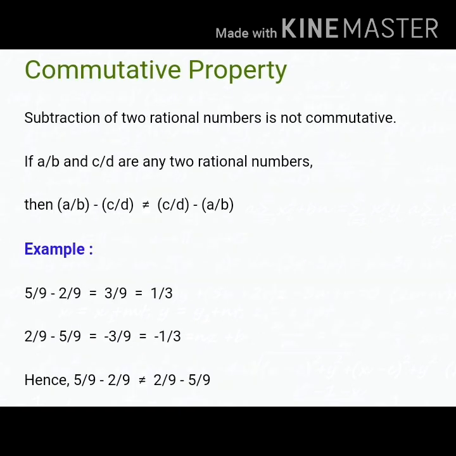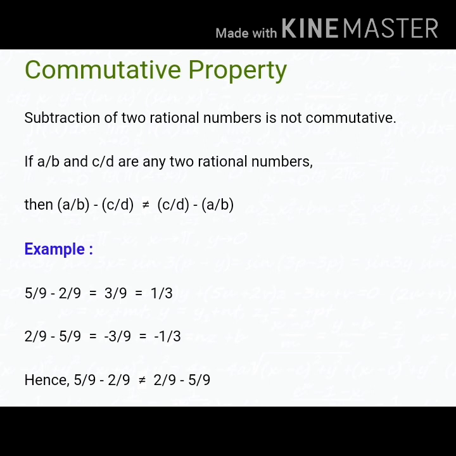The second property of subtraction is the commutative property. If a over b and c over d are any two rational numbers, then a over b minus c over d is not equal to c over d minus a over b. Let's understand this concept with the help of an example.